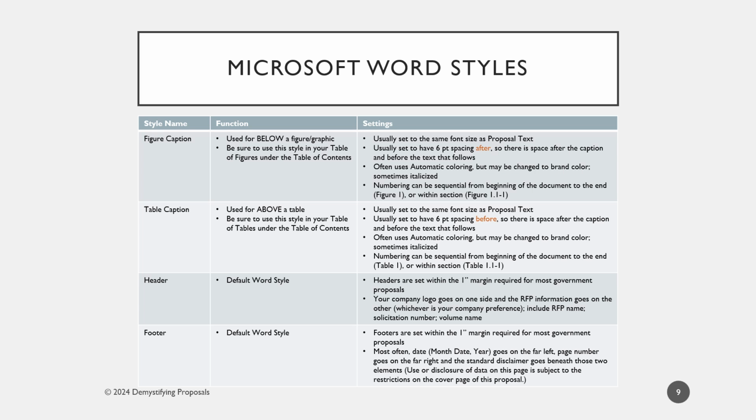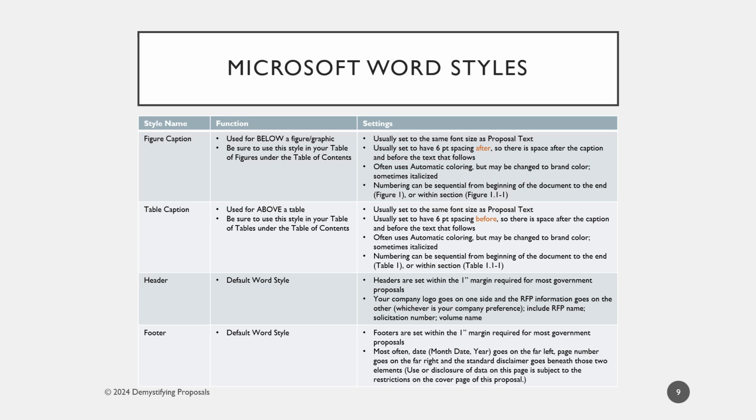So is it figure 1 or is it figure 1-1 and then figure number for the sections? Make it consistent throughout the proposal in the same way. Use a colon after the figure number or use a dash after the figure number, whatever you want to do for your brand, but be consistent throughout.